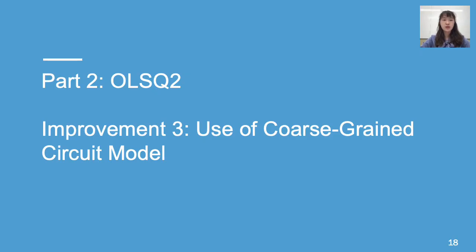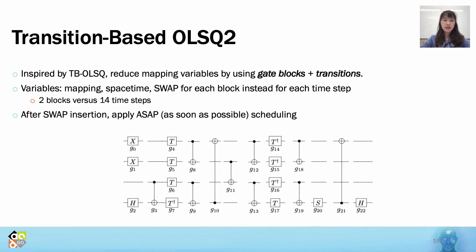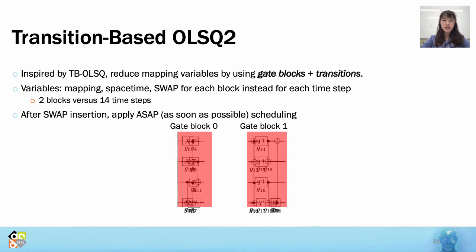Next, we are going to introduce the use of the coarse-grained circuit model. Our transition-based model is inspired by TB-NISQ. They reduce mapping variables by using the concept of gate blocks and transitions. Within a gate block, the qubit mapping remains the same. Between gate blocks, mapping transitions happen to change the mapping by swap gates.